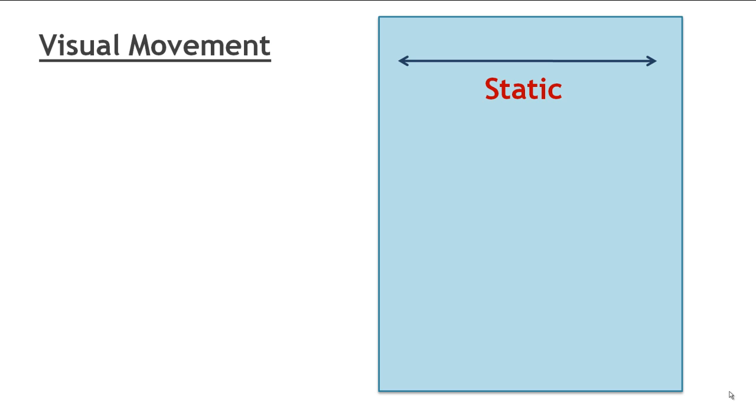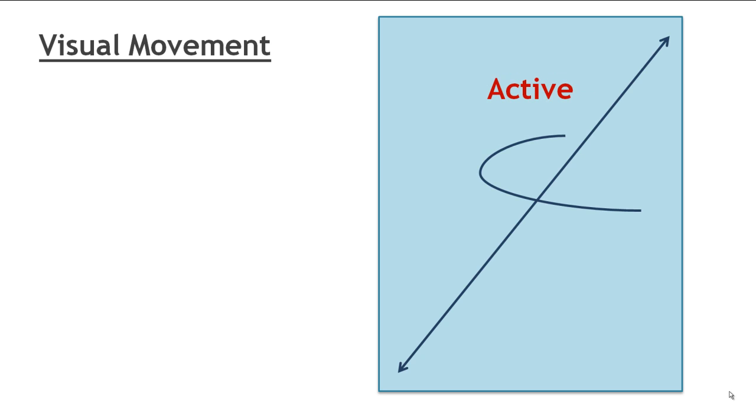Because of their lack of space to move, horizontal line elements may appear more static, while diagonal and curving movements will appear more active.